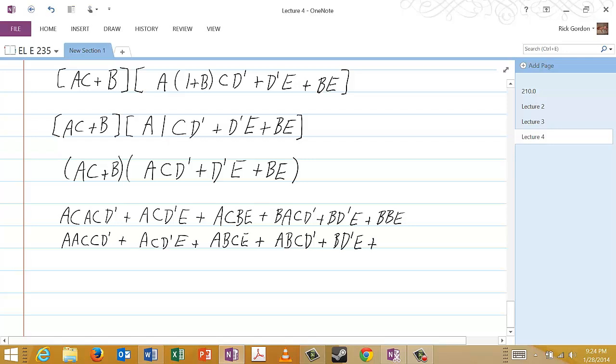And for the last one, remember any Boolean variable ANDed with itself is itself, so BB is the same thing as B, E. Now, going to the next step, AA is A, CC is C, so we have A, C, D prime, ORed with A, C, D prime, E, and ORed with A, B, C, E, or A, B, C, D prime, or B, D prime, E, or B, E.